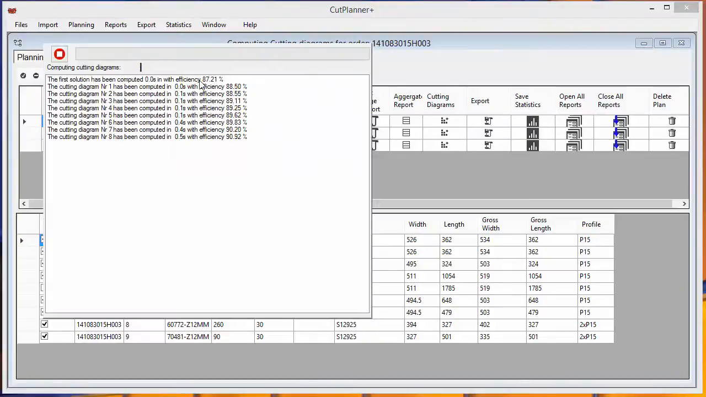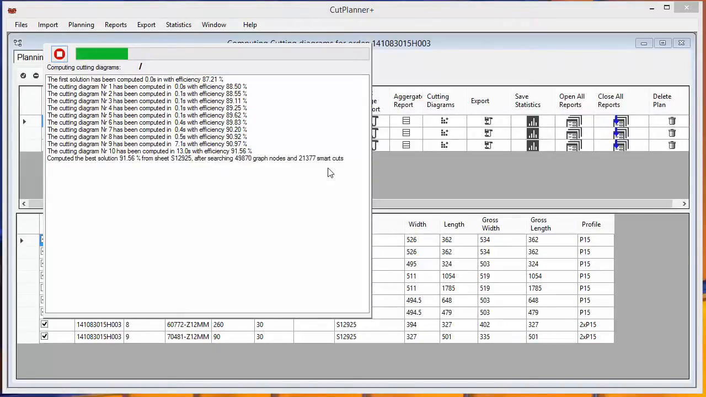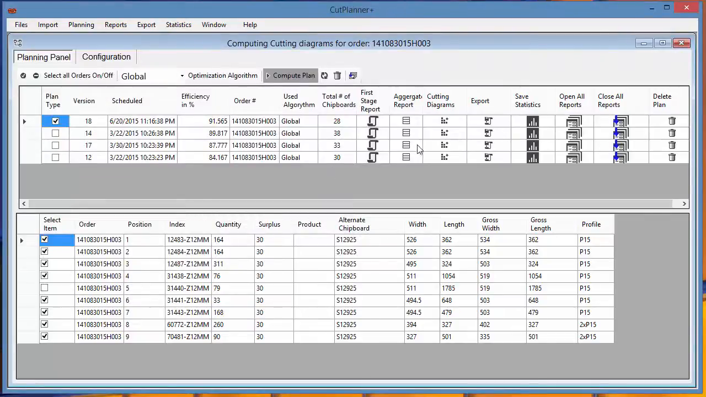It starts from 87% efficiency and shows us the following solution which it found so far, which now is over 90% efficiency. And now we have 91.57% efficiency, which means we got a better solution by over 4%. Now, let's stop the process, and now we see even the statistics of what it did in that time.